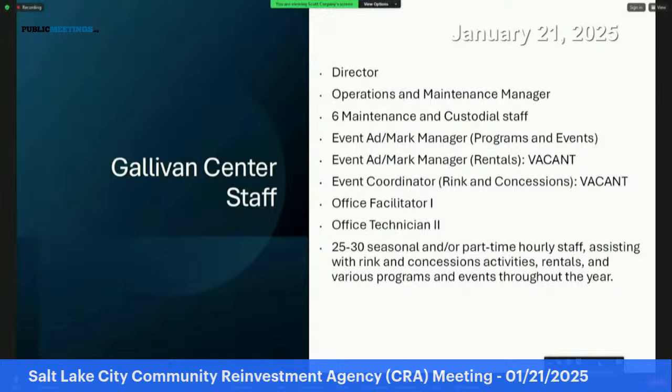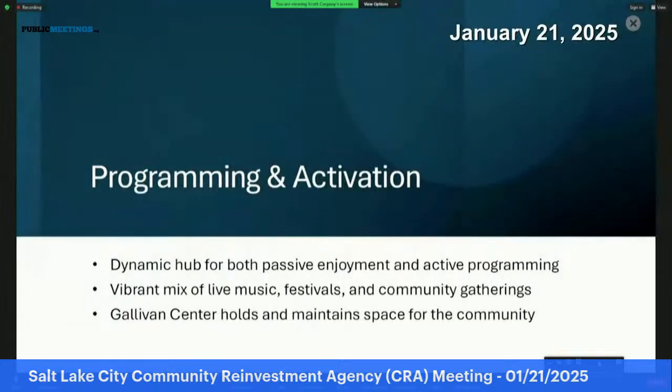Next slide, please. Just a quick overview of our programming activation. As many of you know or have experienced personally, Gallivan Center is a dynamic hub for both passive enjoyment and active programming all year long. Several of our events feature live music, cultural festivals, and community gatherings that we feel cater to many tastes and interests.